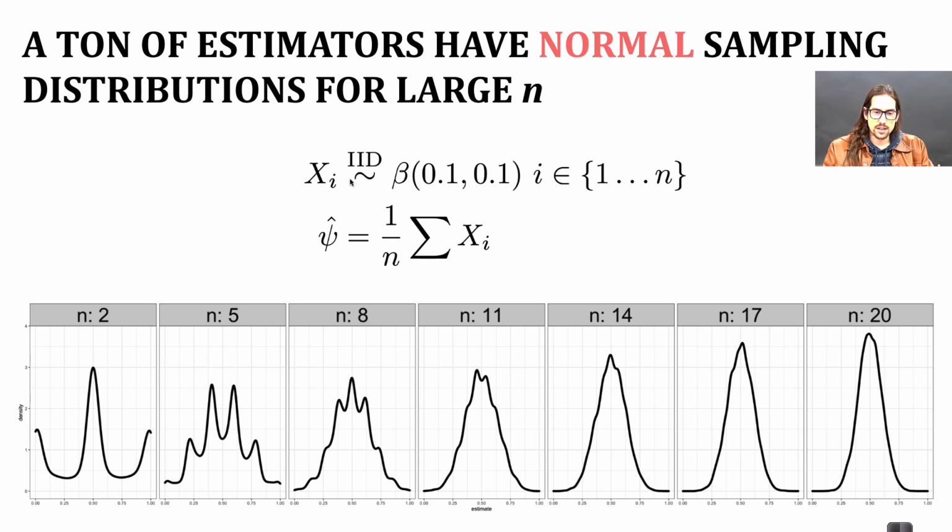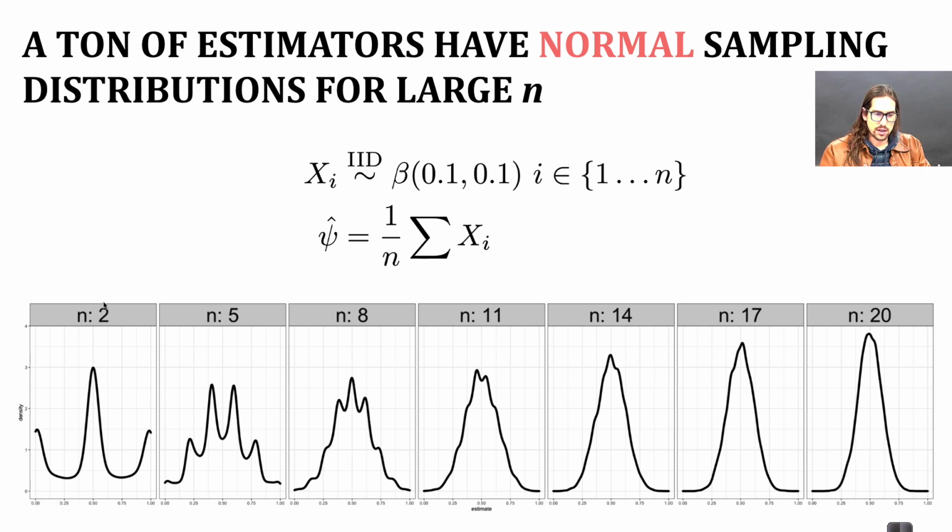So here, let's say you have n data points. They're all IID from this weird beta distribution. And here, my estimator is just the sample mean of those things. So maybe the estimand is the true mean, and I'm trying to estimate it just by taking the sample average of our data points. So if I look at the sampling distribution of this thing, right?